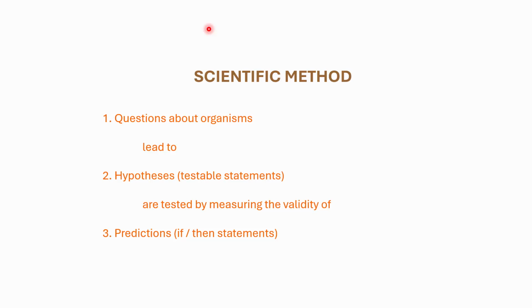Predictions are if-then statements. So often, scientific method studies will describe hypotheses as if-then statements. But really, a hypothesis is a statement that doesn't usually include an if and then. Instead, the if-then statements are used for testing the hypothesis. So we'll look at examples of that.